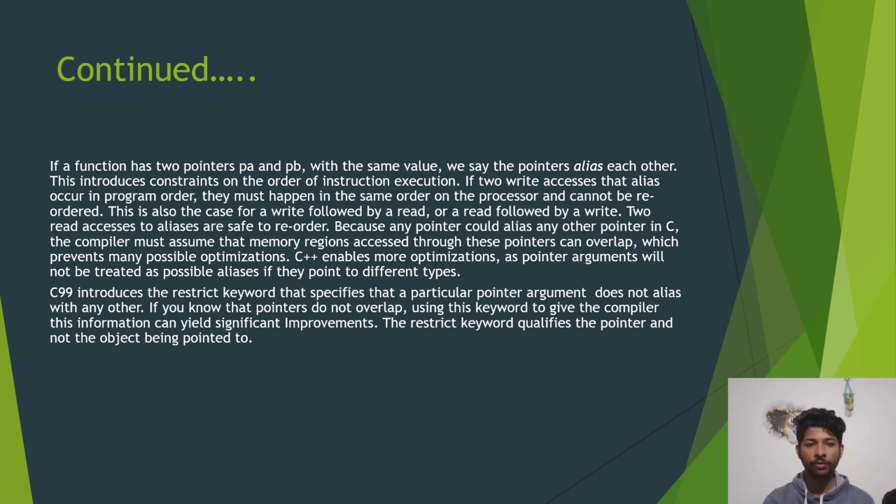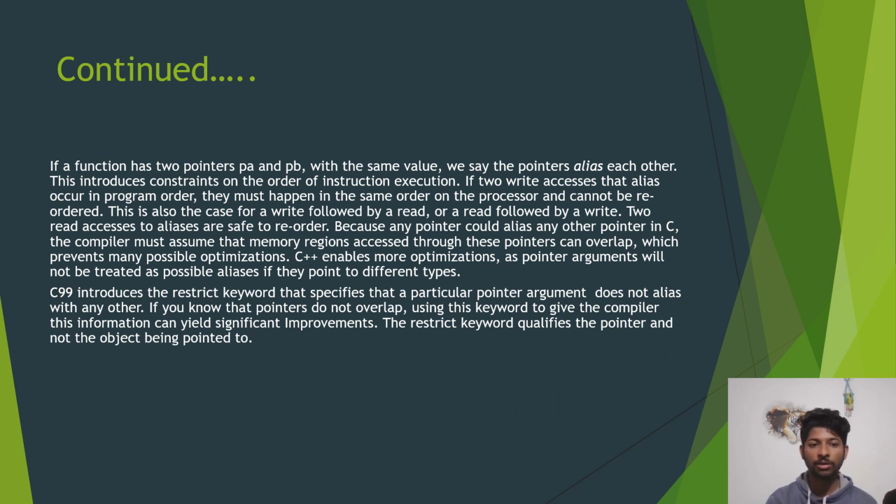The continuation of pointer aliasing. If a function has two pointers pa and pb with the same value, we say the pointers alias each other. This introduces constraints on the order of instruction execution. If two write accesses that alias occur in program order, they must happen in the same order on the processor and cannot be reordered. This is also the case for a write followed by a read or a read followed by a write.